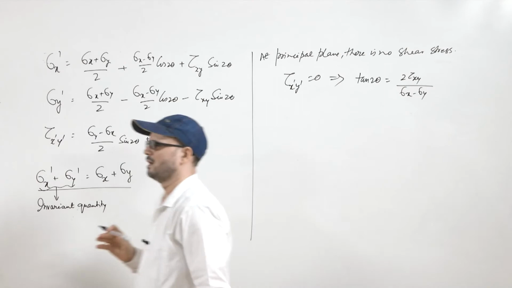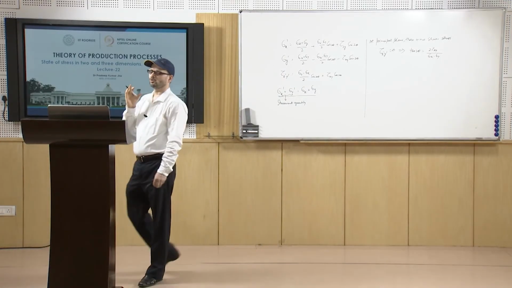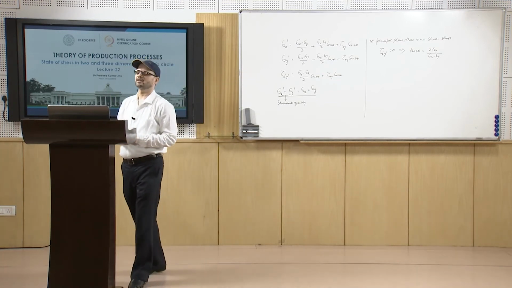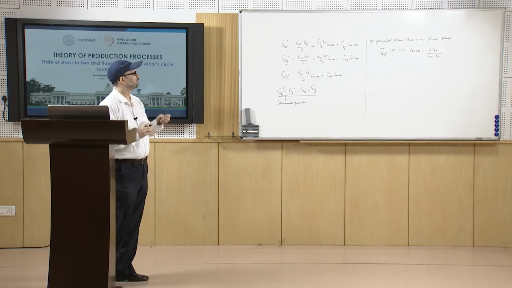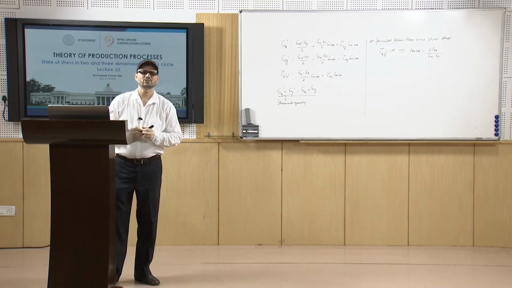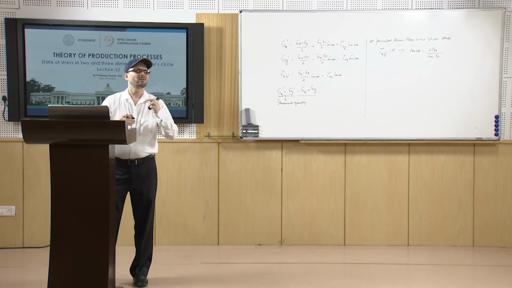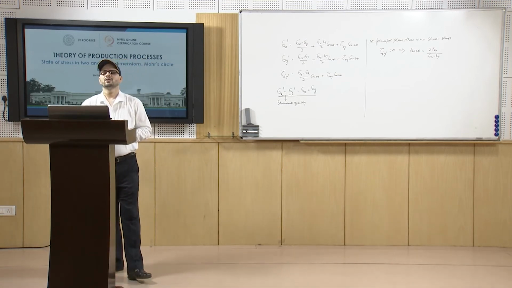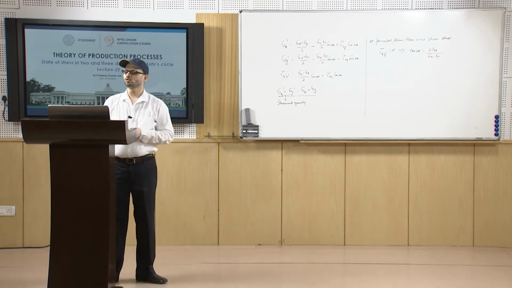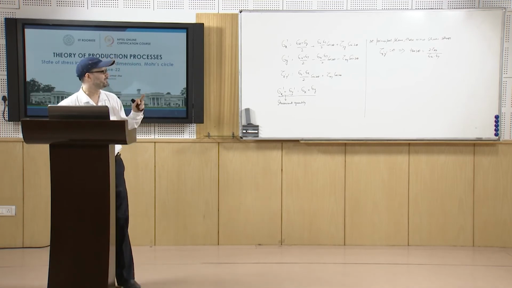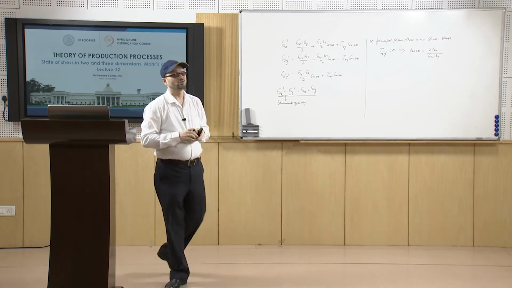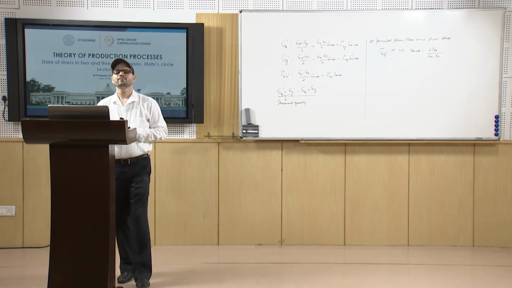This is how you get the orientation of the principal plane where there is no shear stress. Now, you will have two values for this tan 2 theta. For that, theta has 2 roots: theta 2 will be theta 1 plus n pi by 2. They define two mutually perpendicular planes which are free of shear.